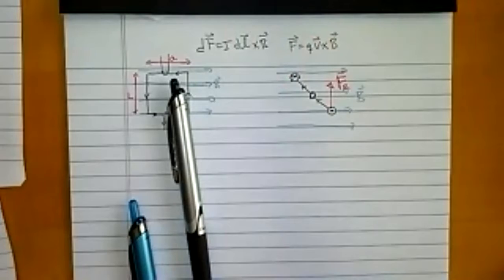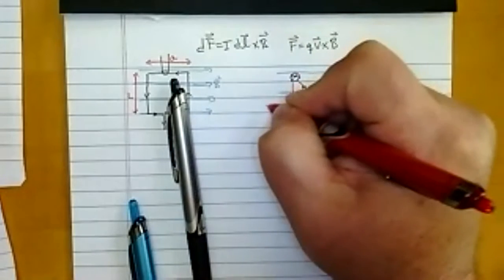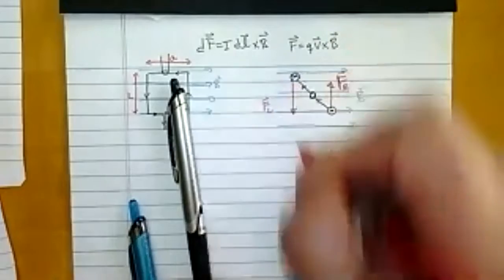Similarly, this one we have a current going down into the page. Using my right hand, my fingers are going to curl that way. I've got to be able to curl them towards the B field. That means this one's going to actually point this way, and I'm going to call that force F sub L.